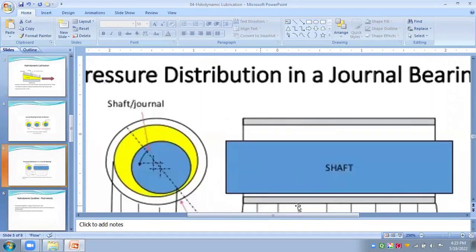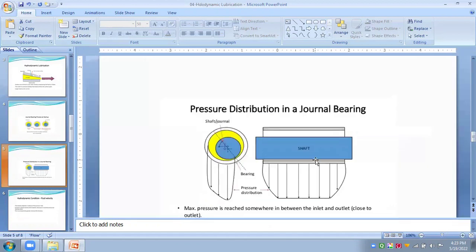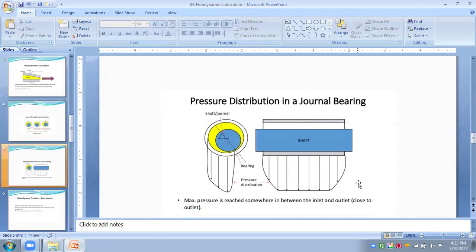In the next figure, we are seeing the journal and the shaft in working positions, in which the pressure curve is developed, which is generally a kind of U shape. Means the pressure developed in these hydrodynamic journal bearings is generally U shaped. The maximum pressure is reached somewhere between the inlet and outlet, close to the inlet.